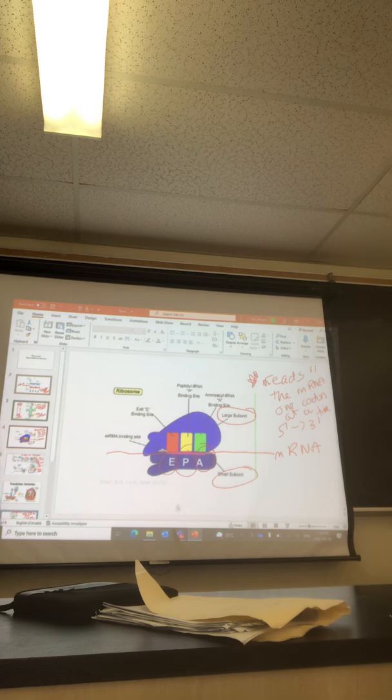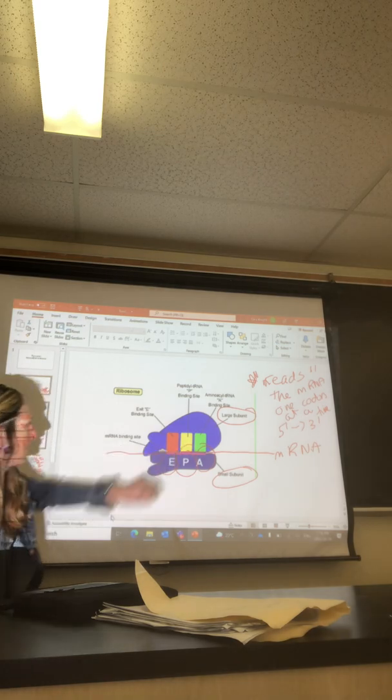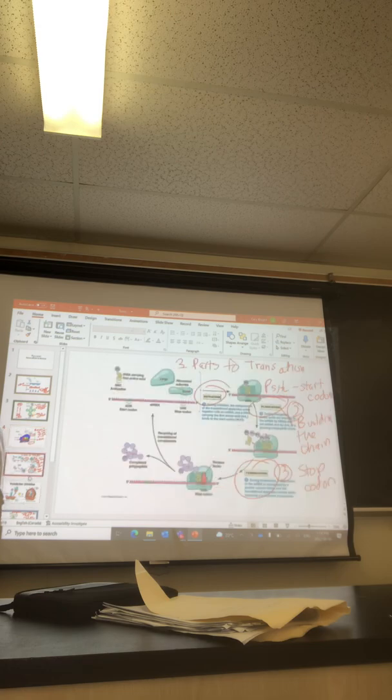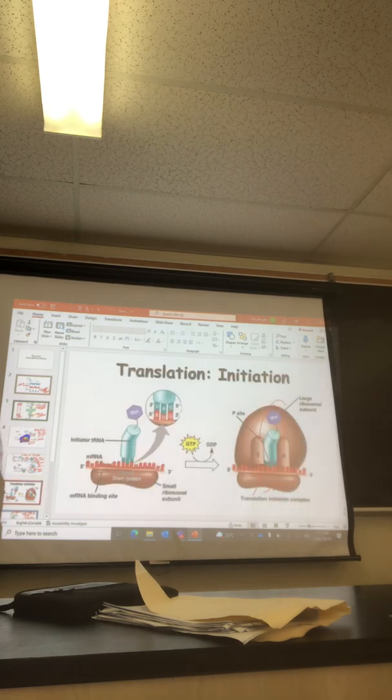Where does the initiation begin? The P site, good. The P site is where your first tRNA, the AUG, which is a start codon, comes in, and then the whole process begins. This is just an overview of everything. There are basically three parts: initiation, elongation, and termination. Initiation is when you actually start the whole process. So here is initiation, which, like Mitchell said, starts on the P site.